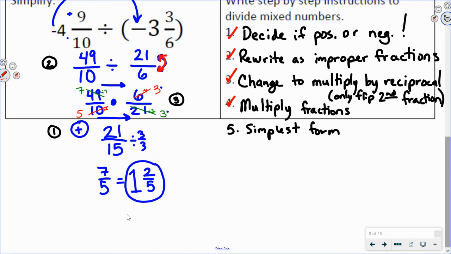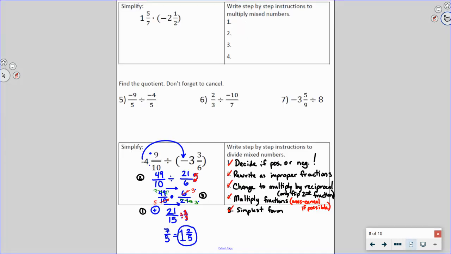You can cross cancel. Maybe somebody wants to write here, cross cancel if possible. Cross cancel if possible, to save yourself some time and energy. But some people prefer to reduce at the end, just like we did here in dividing by 3/3. And then, of course, once I get down, I ask myself, is it simplest form? 21/15 was not, but 7/5 is, and frankly, 1 2/5 is a better way of writing 7/5. Now, perhaps that will help you with numbers 5, 6, and 7. I surely hope it helps you with other things.